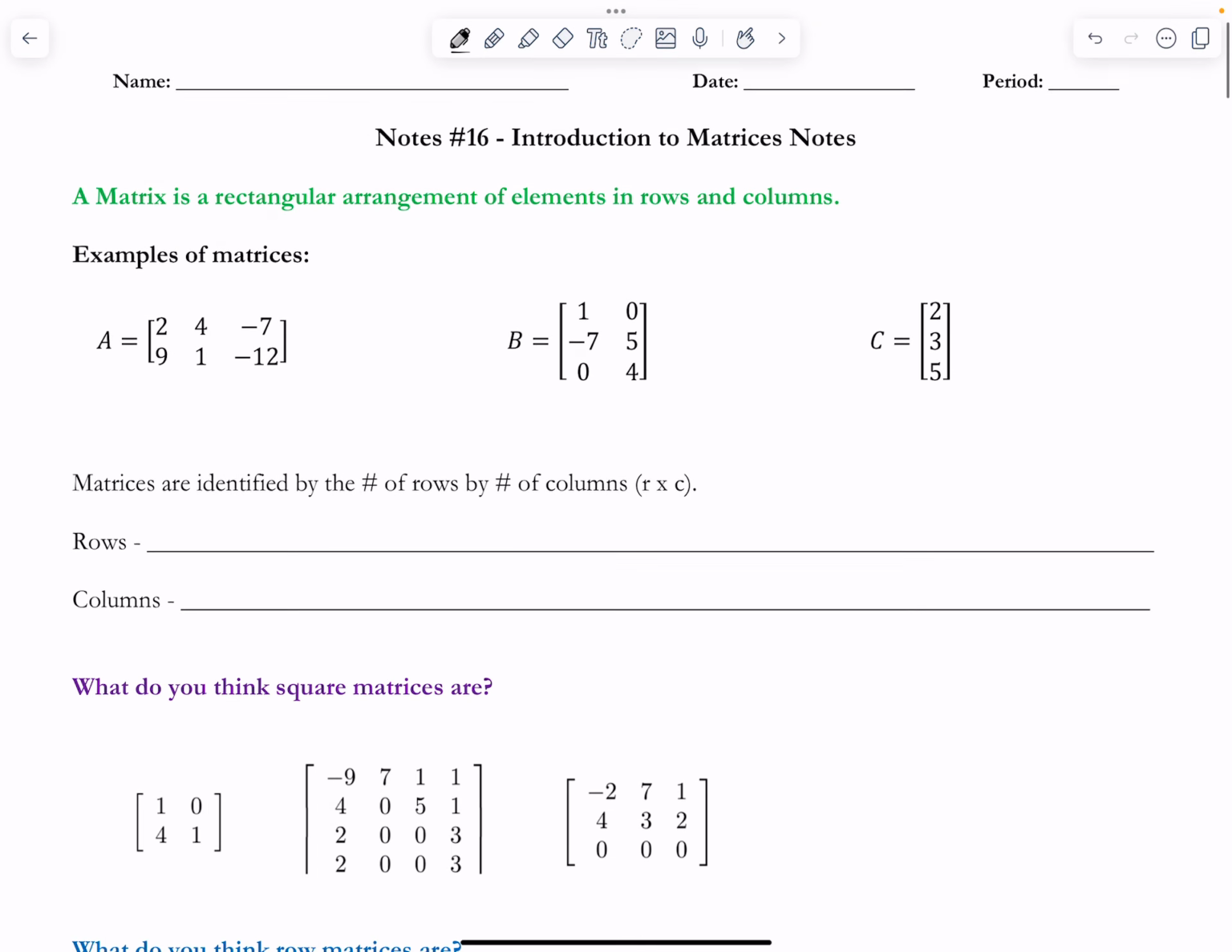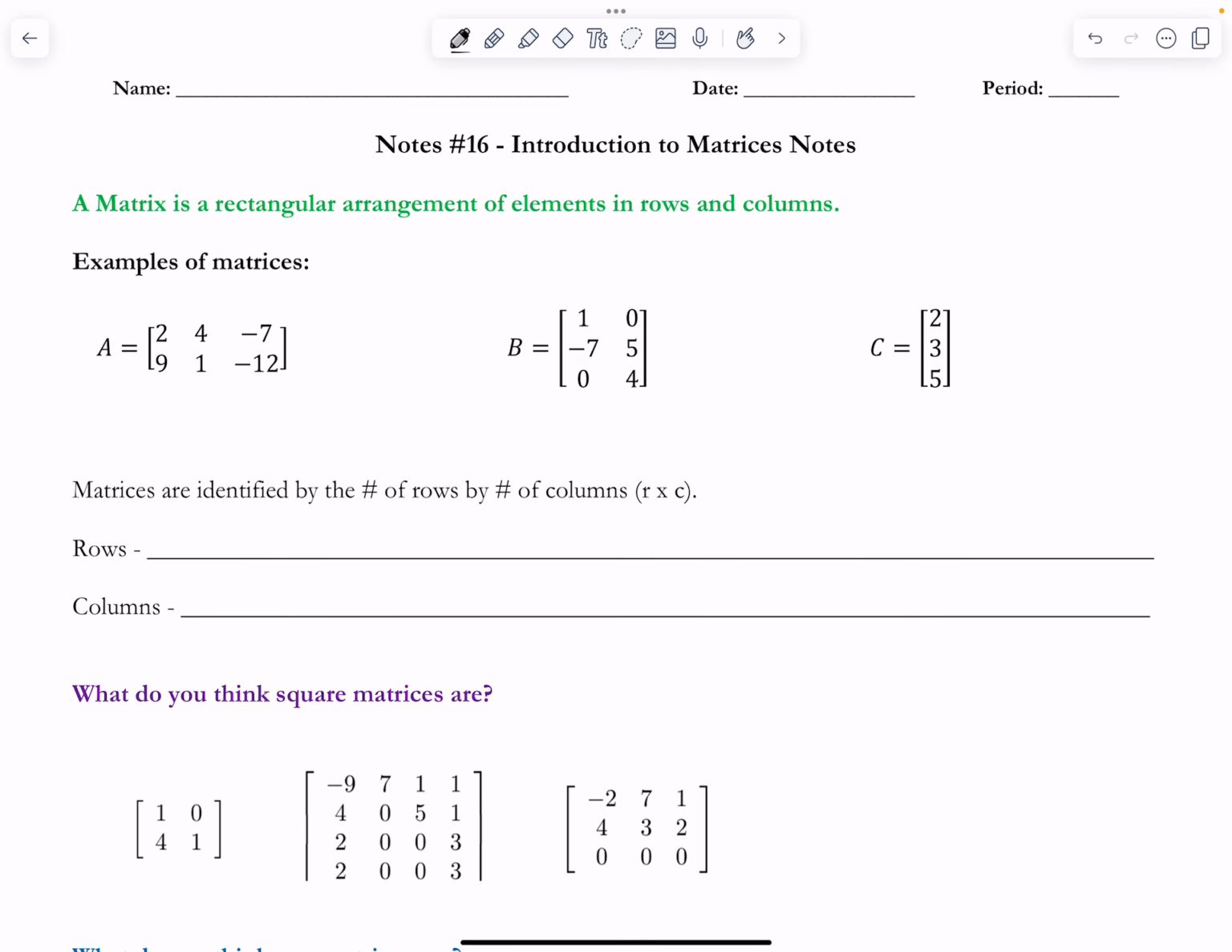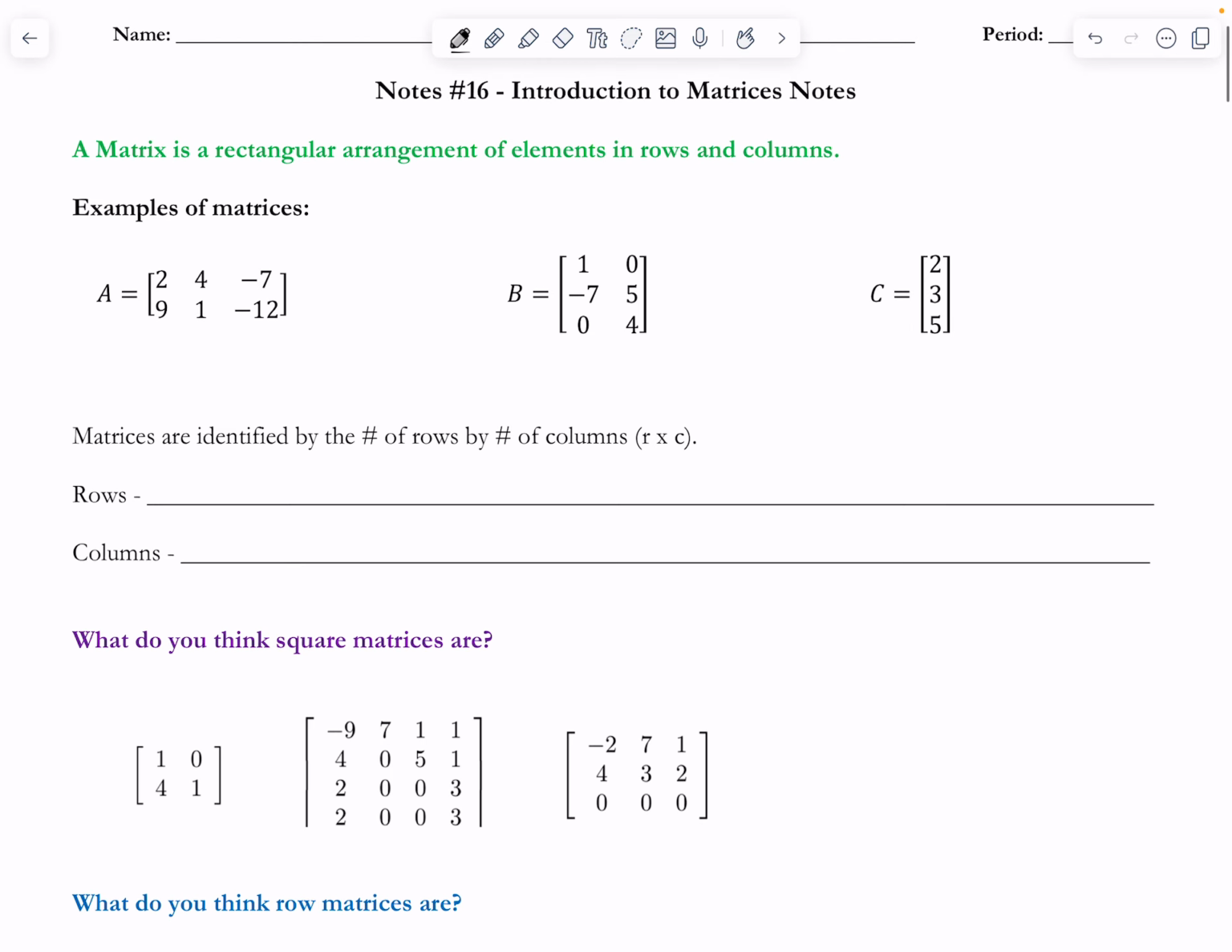All right, guys, we're going to talk a little bit about matrices, and this is not going to be on any of our major assessments in terms of the test for Unit 3 coming up, but we're going to get you used to working with matrices, and then we'll use them to actually solve a system in a different way than you're used to, okay?